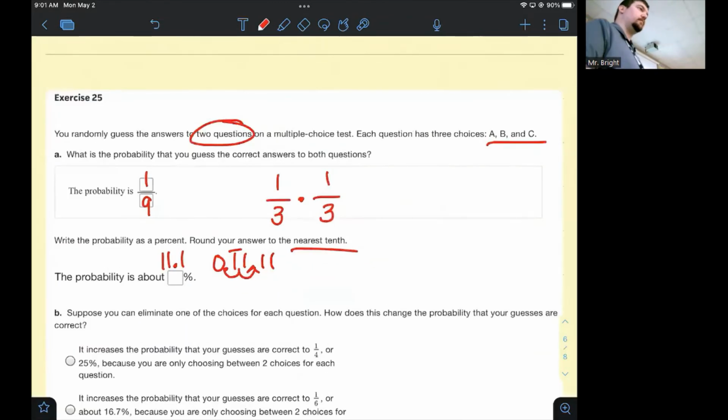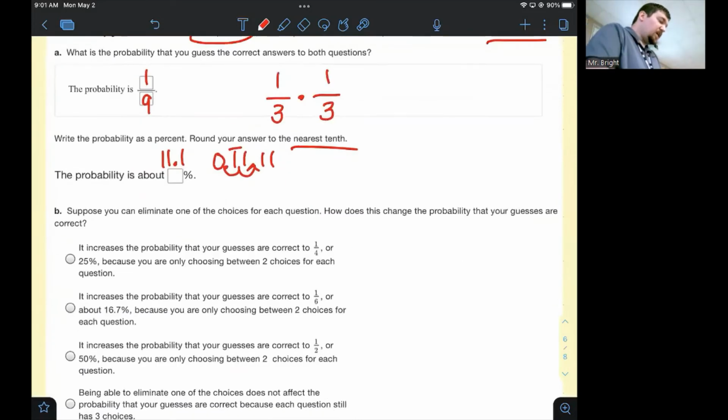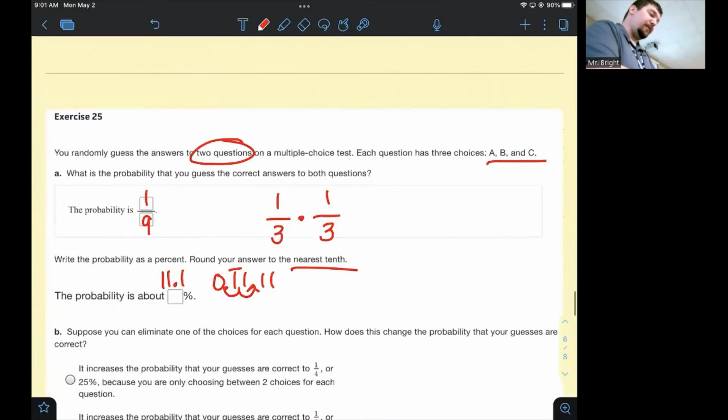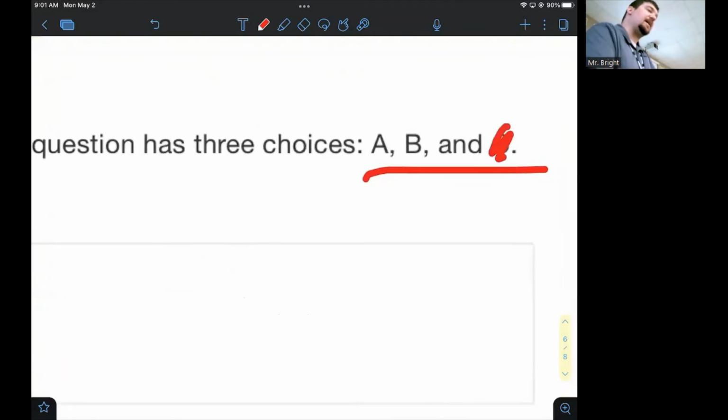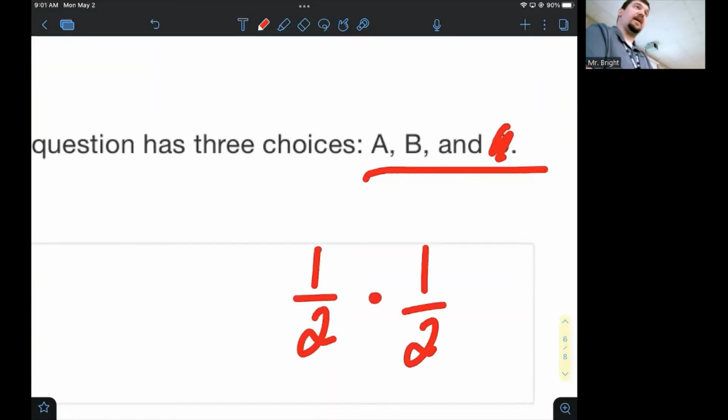Better to study. Obviously, if you had more questions you had to guess on, that probability of getting them all right is going down, down, down, down, down. Part B. Suppose you can eliminate one of the choices for each question, because sometimes you can. Like you've studied enough that you can say, well, I know it's not this guy. I know it wasn't this place, right? So let's say you could eliminate one of the options. So if there are 3 options and you could eliminate C on both of them, what's the chance of getting the first question right now? 50. Okay, so what is that as a fraction though? 1/2. And what's the probability of getting the second one correct now? Also 1/2 if you can eliminate one of the options.